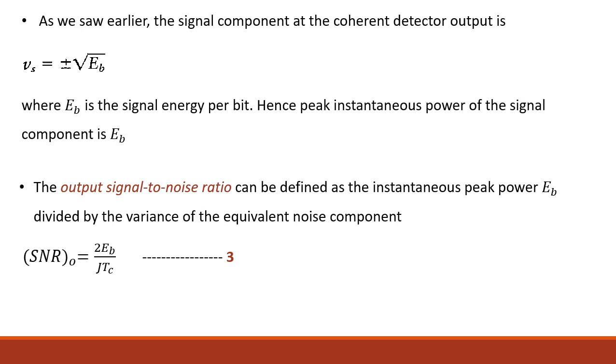Here the signal component is nothing but the Vs value corresponding to the Vs component, and the noise component is nothing but the component corresponding to the spread interference, that is the jammer signal Vcj component. So the output signal to noise ratio is 2Eb by JTc, that is the ratio of the signal power divided by the noise power.